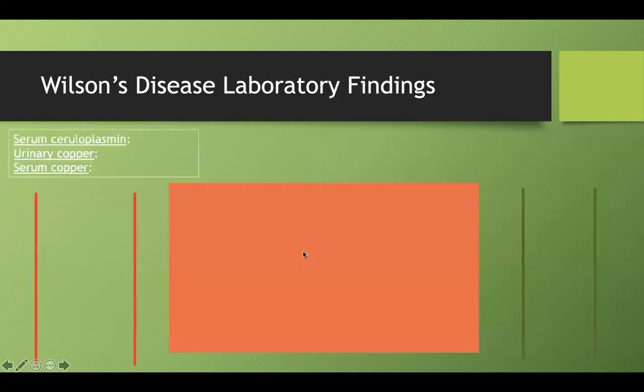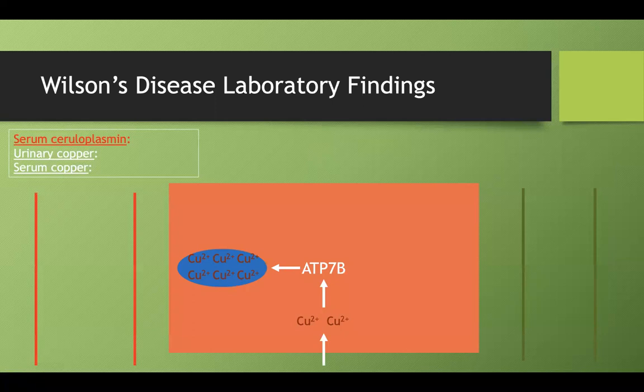So let's go over these laboratory findings. So the serum ceruloplasmin, we talked about this before, how ATP7B is able to neatly package these copper molecules into ceruloplasmin, and those can be released into your blood. If you don't have that ATP7B protein working, though, that copper is going to be free-flowing, and that ceruloplasmin won't be released into your blood. So you're going to end up with low ceruloplasmin levels.